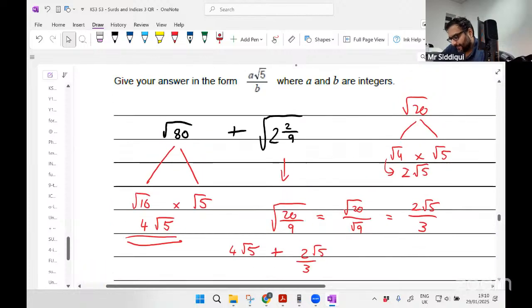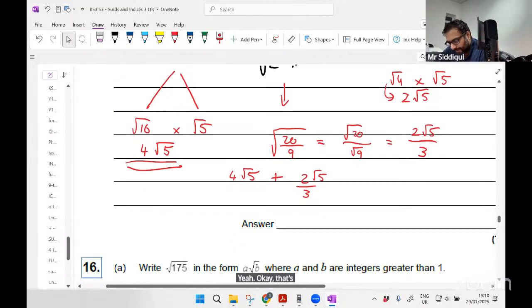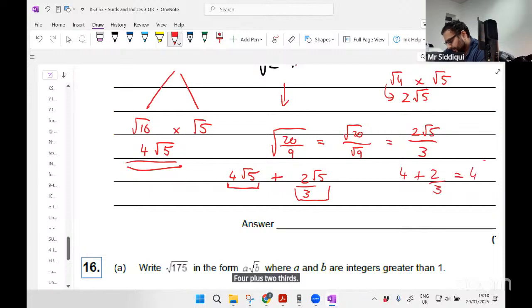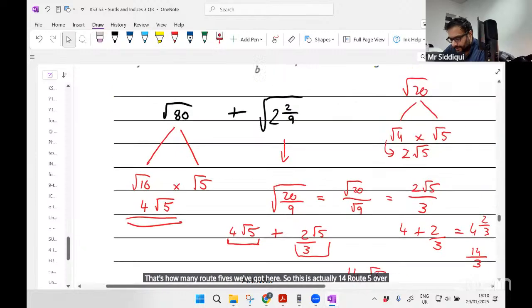Yeah. Okay, that's a little bit awkward, that one. But to finish this off, it's not the easiest thing to finish off, but we've got 4 root 5 plus 2/3 root 5. 4 plus 2/3 is 4 and 2/3, which is 14 over 3. That's how many root 5s we've got here. So this is actually 14 root 5 over 3, which is what the final answer is to that question.